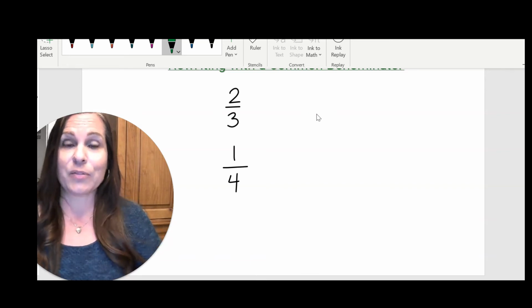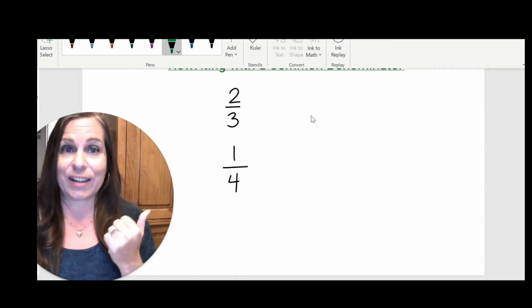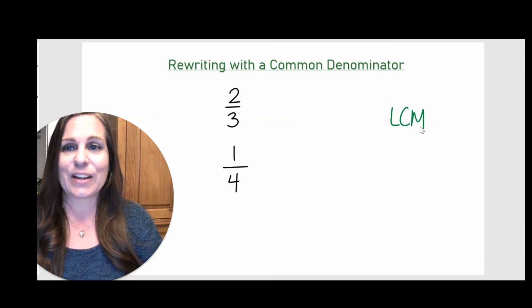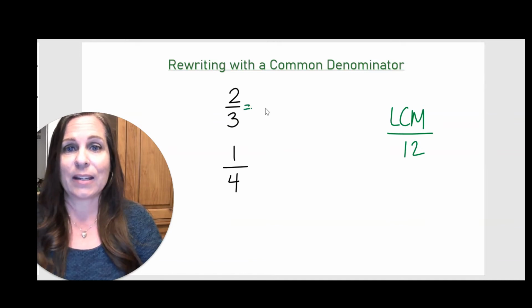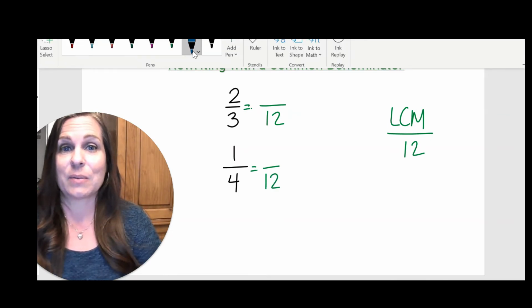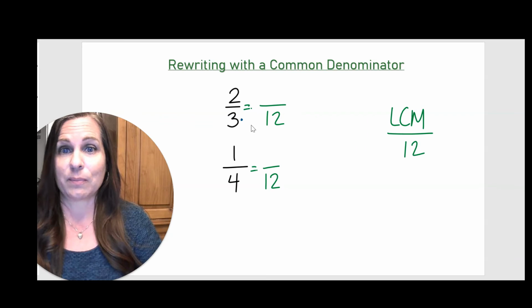If you're not sure how to find the LCM of two numbers, check out my video on LCM. So the least common multiple of 3 and 4 is 12. So I'm going to put that here and here. Now I just need to figure out how to find the top number, my new numerator. So looking at my denominators for the first fraction, 3 times what would give me 12? 4. So I have to multiply by the same number on top.